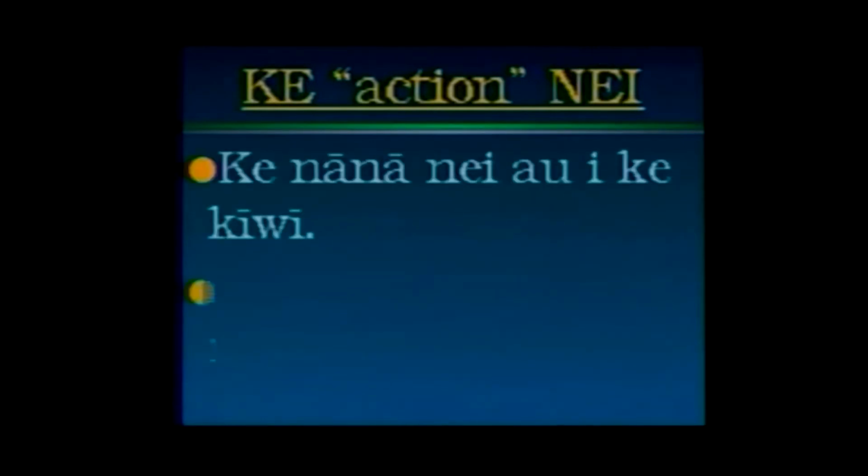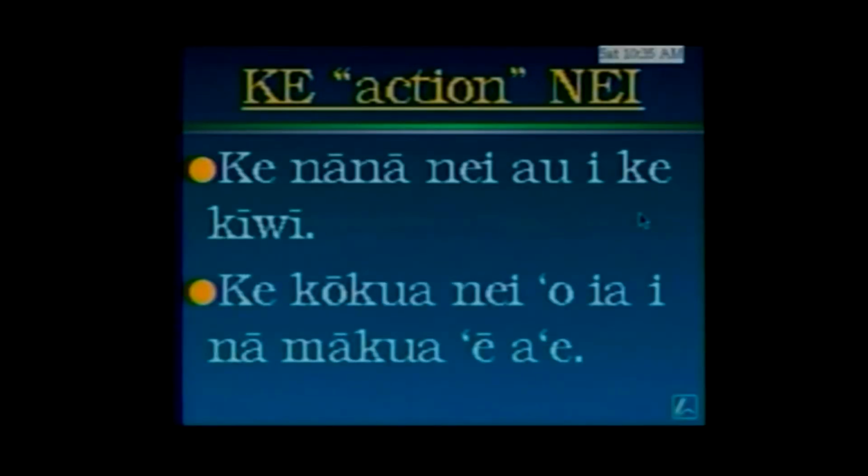When we use this tense, we're talking about something that's happening at the moment we speak, okay, present tense. So all you have to do with this is simple. You just stick your action in between ke and nei. Ke nana nei yo ikikivi. Hikino?